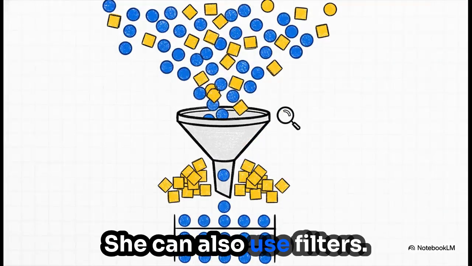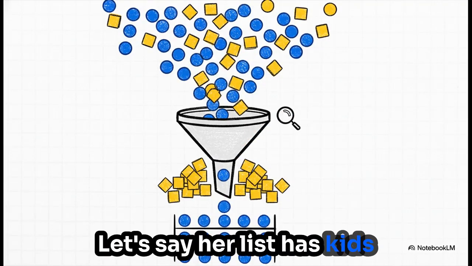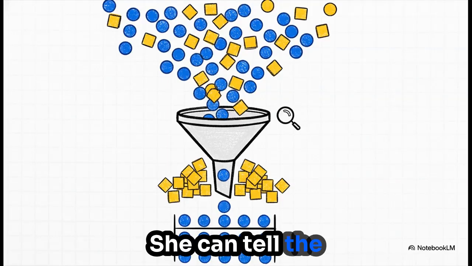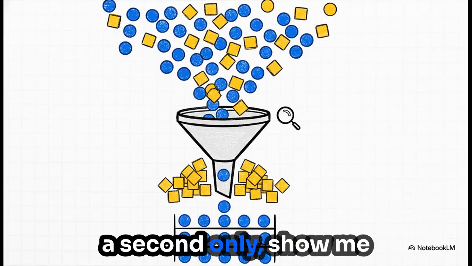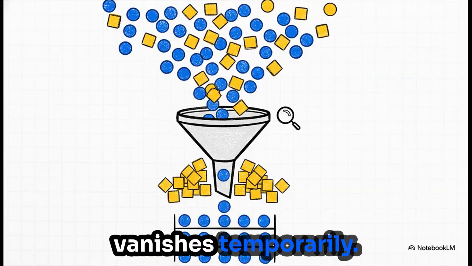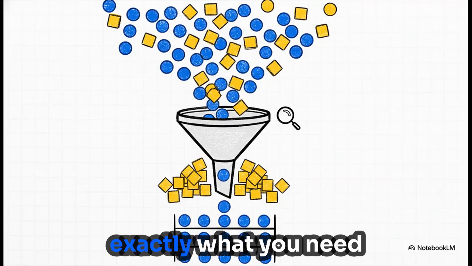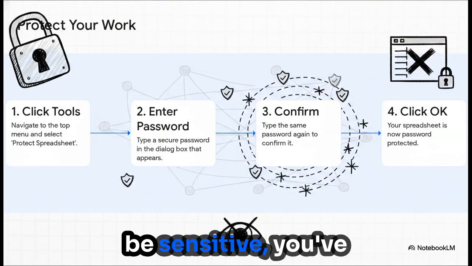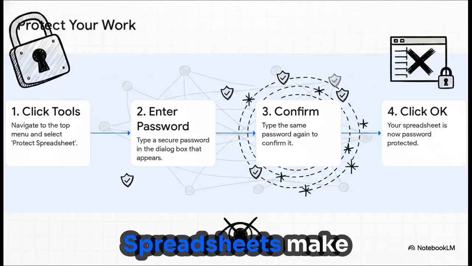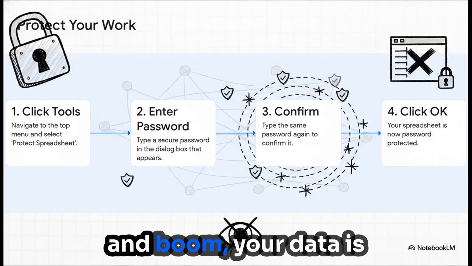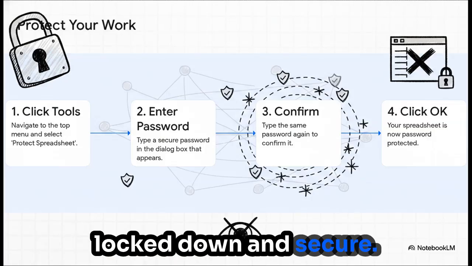She can also use filters. Let's say her list has kids from a few different classes all mixed together. With a filter, she can tell the spreadsheet, hey, just for a second, only show me the students from class 12A. Everything else just vanishes temporarily. It lets you focus on exactly what you need to see. And, because this data can be sensitive, you've got to keep it safe. Spreadsheets make this incredibly simple. It's just a few clicks, you add a password, and boom, your data is locked down and secure.